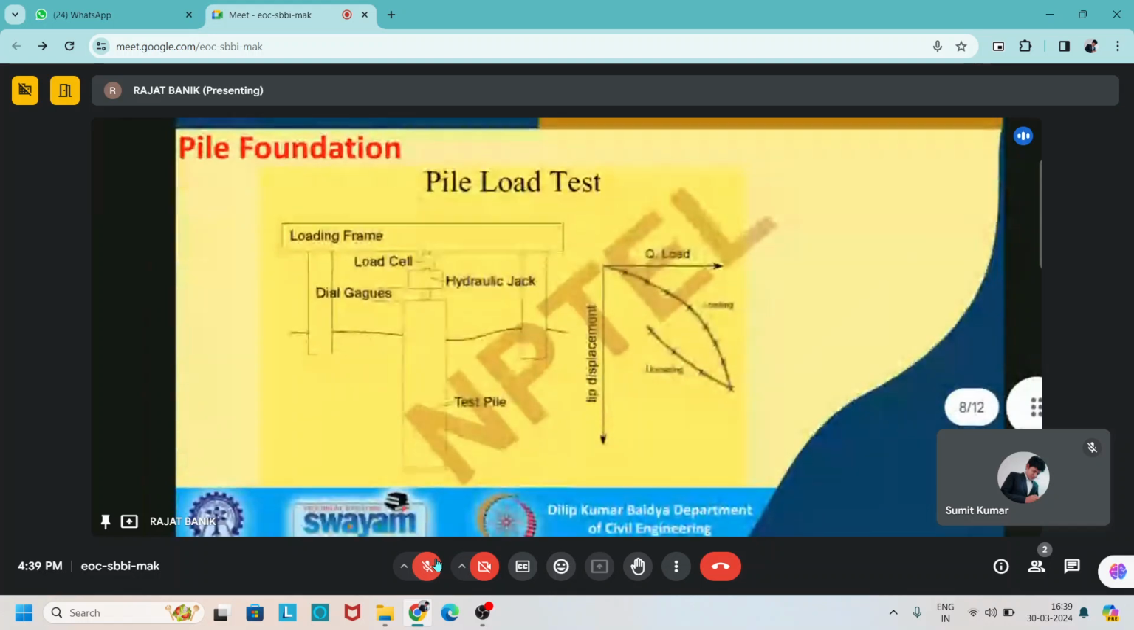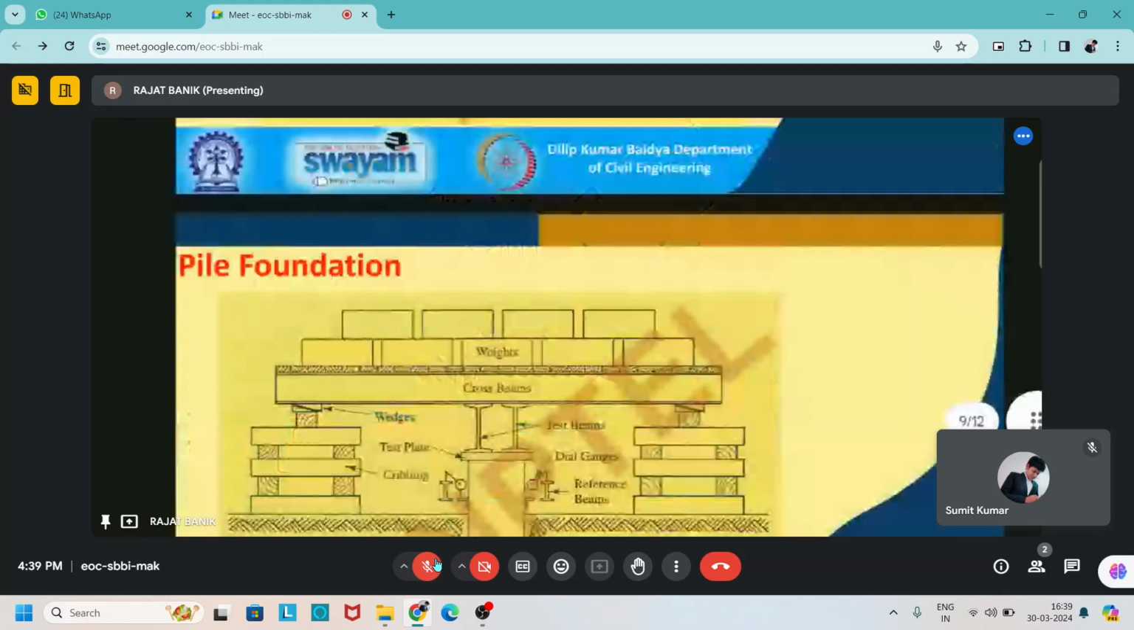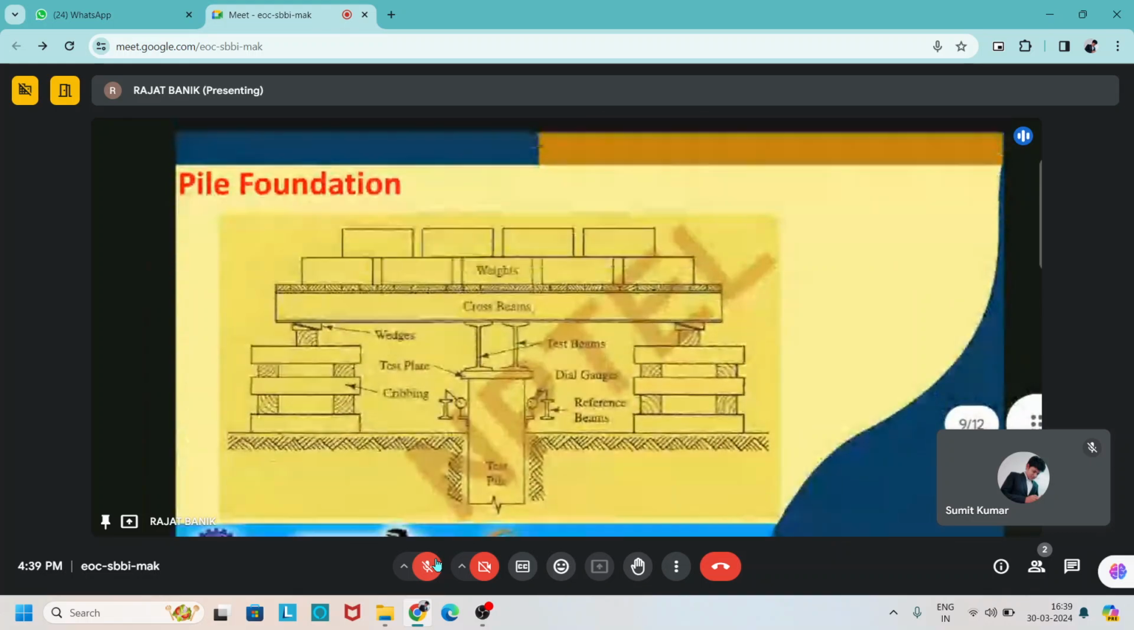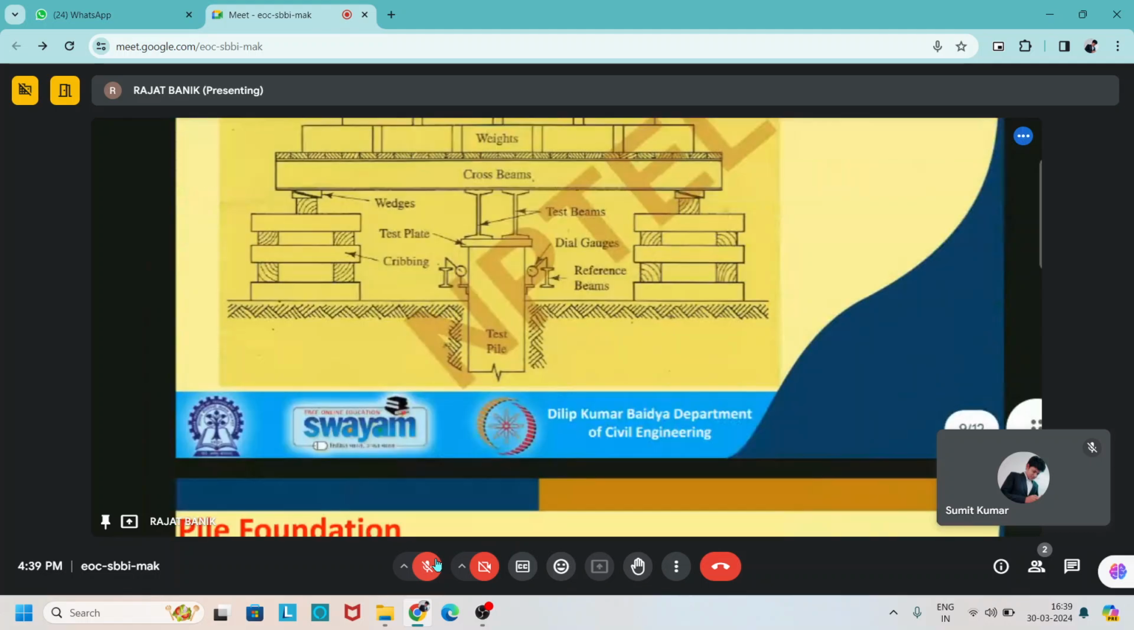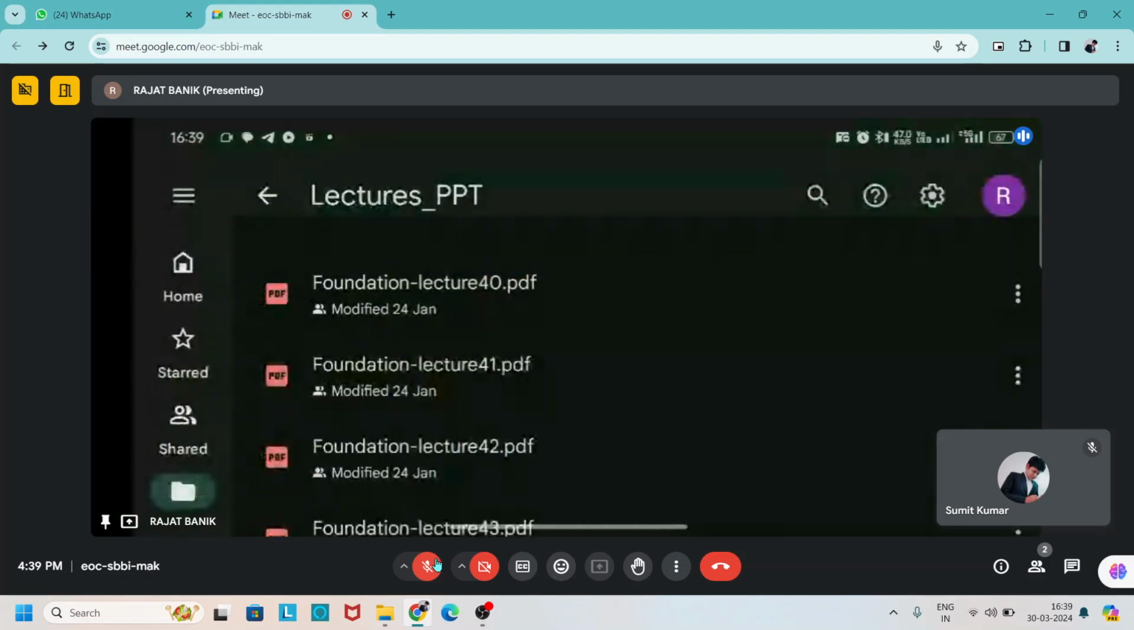So here one pile load test element is given, and it uses the loading frame with a hydraulic jack, which gives the load on the test pile, and there is a load cell to measure the load, and there are dial gauges to measure the deformation and tip displacement. There is another, more precise arrangement of these test piles. So these are about the test pile or pile test.